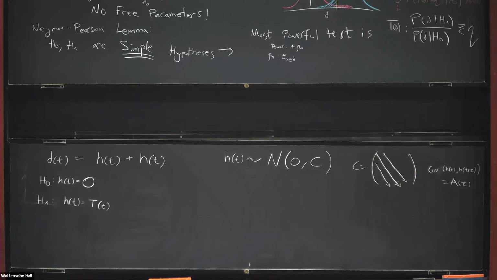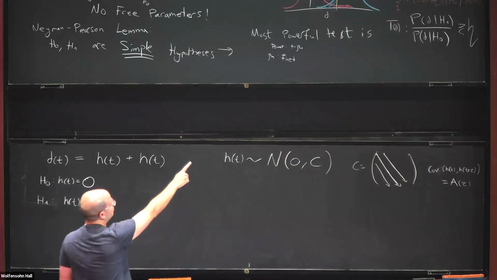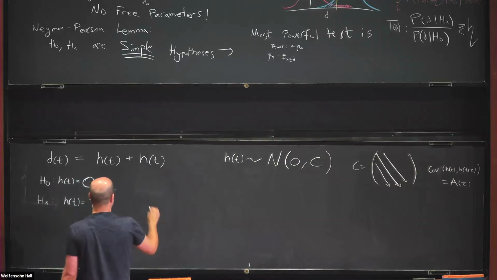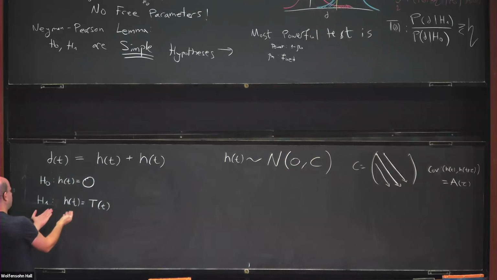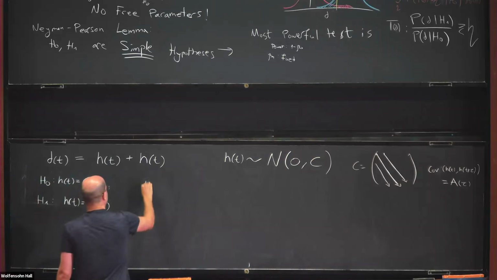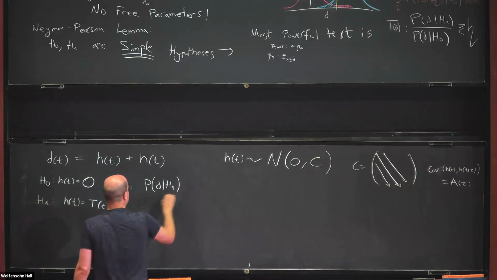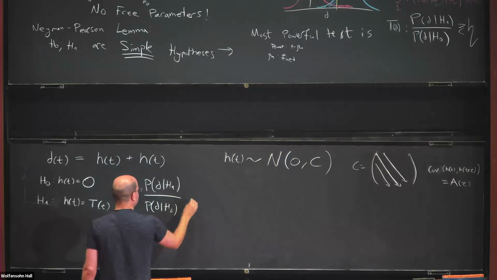Now, what is the perfect test? Neyman-Pearson is telling me the probability of D given H1. It's a hypothesis, and what it promised me is only one thing, that it knows how to compute probability. So the probability of D given H1 divided by the probability of D given H0. This is what we need to compute.